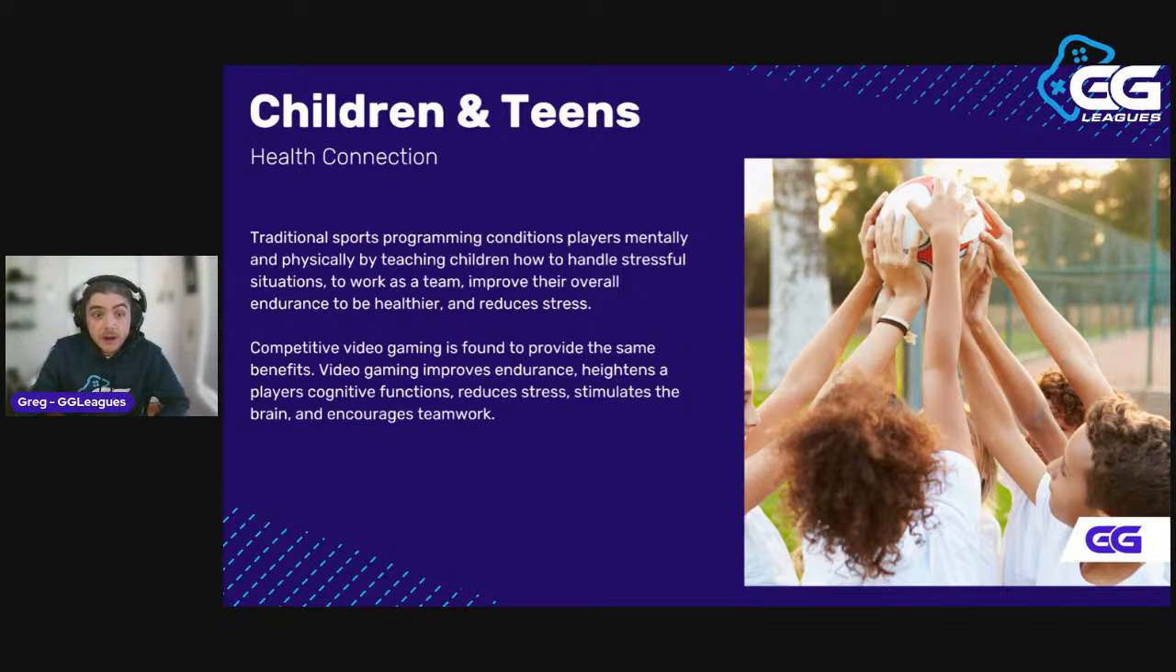Traditional sports programming conditions players mentally and physically, and esports does exactly the same. From my experience coaching high school esports, I can say that competing on a high school esports team really helped my players in terms of communication, managing stress, cognitive functions, as well as being able to reflect on individual and team performance.